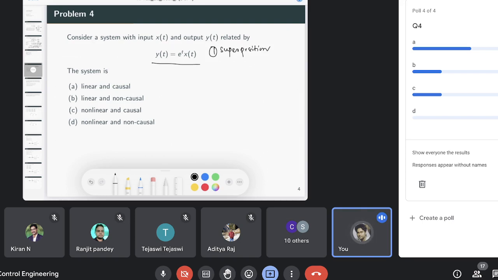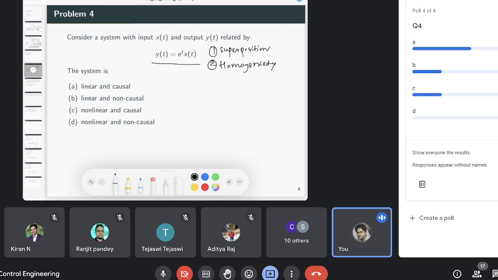Superposition means that if you have outputs for some individual inputs, then you take the superposition, that is the summation of all these inputs, and see whether the output also follows the same property, that is, the output is the sum of all the individual outputs. Then you know that the superposition property is satisfied. The second one is homogeneity. Homogeneity means that if you multiply your input by some scalar quantity, that is, you scale your input, then the output will be the scaled version of the output. If this condition is satisfied, then you call the system a homogeneous system.